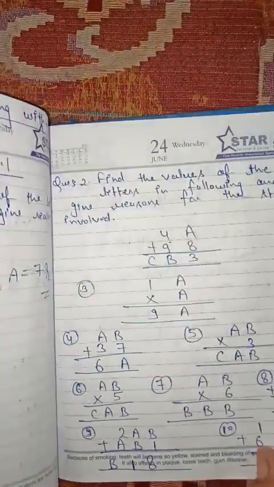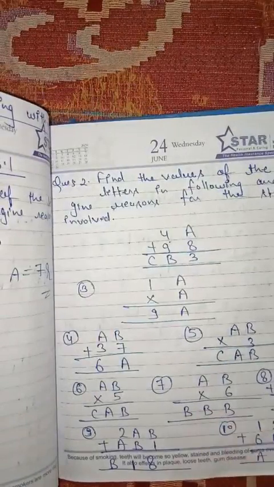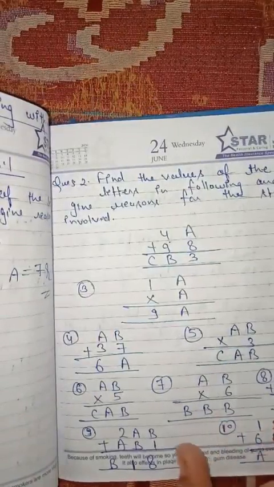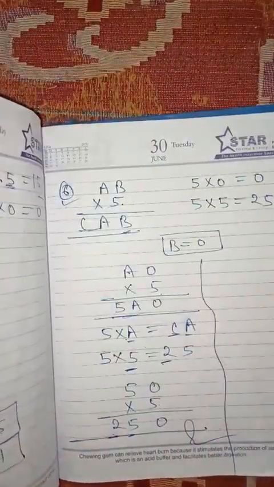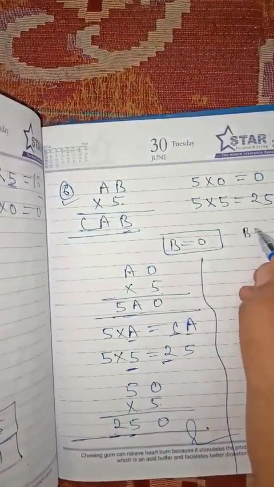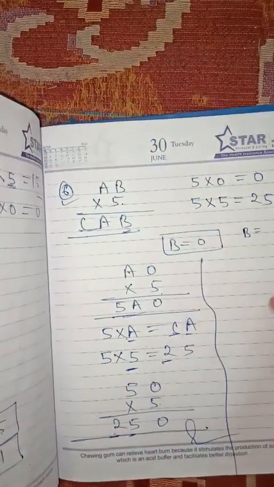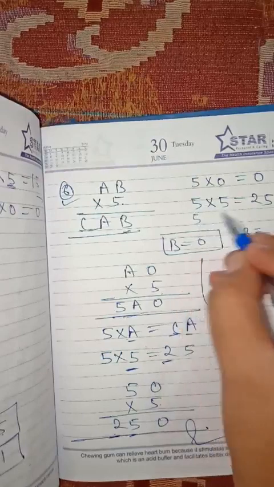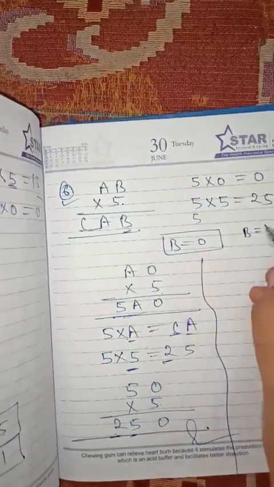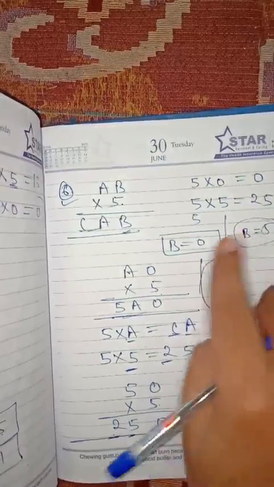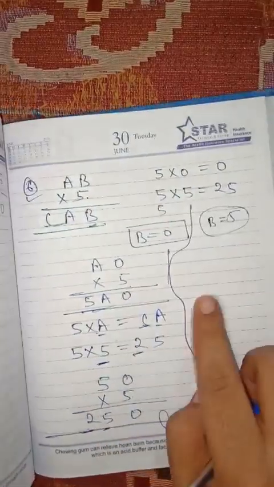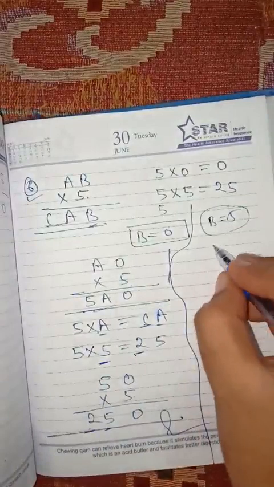Now students, let us solve another question, that is the 7th part of the question. If we try any other number, we have tried B is equal to 0. B can be 5 only. So if we try B is equal to 5, what will be the result? Here we have tried B0, I am trying it here, B is equal to 5. So what will be the result?